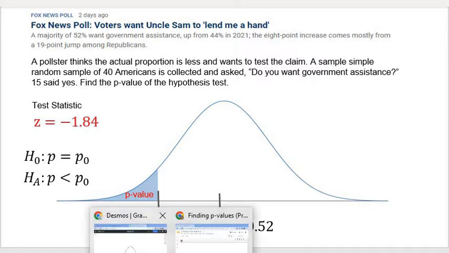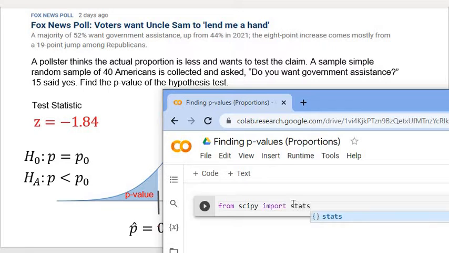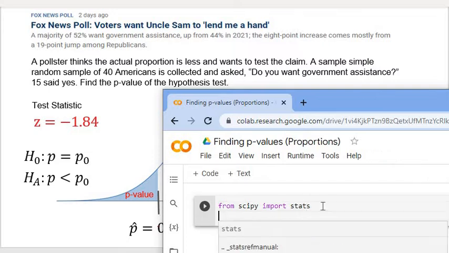So in order to find that area to the left of negative 1.84, I'm going to use Python. So I open up Python here. And the package I'm going to specifically use is scipy. So from scipy, I'm actually going to import stats. And then in stats, there's actually a method called norm, which is the normal distribution.